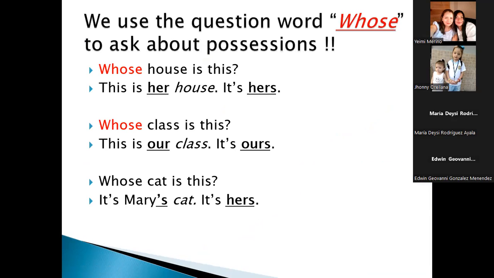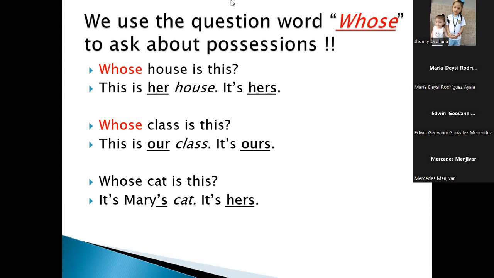Vean aquí. Whose house is this? Tengo dos maneras de responderla. ¿Sí? Puedo decir, this is her house, es la casa de ella, la fulana que está por ahí, o simplemente digo, it's hers. Okay. I know that it's easier to say it's hers. Yo sé que es más fácil decir it's hers que decir this is her house.